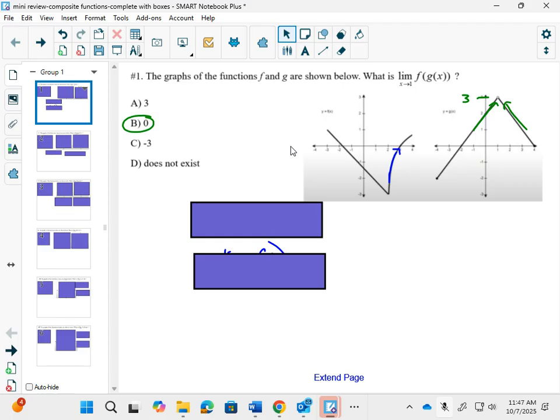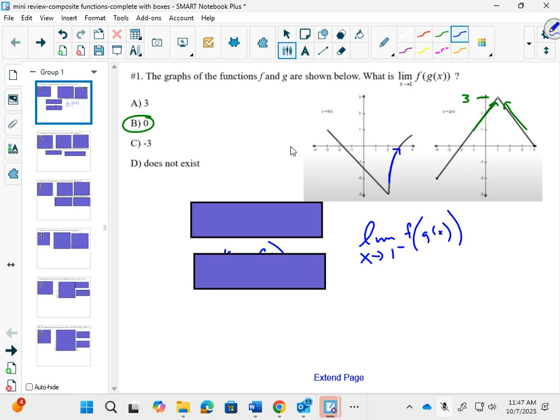And if you're ever unsure of a limit, you have to remember that the definition of the limit is that the limit from the left side has to equal the limit from the right side. This one works out perfectly fine, but if I look at the limit as x goes to 1 from the left side of f of g of x, this becomes, well, if I come from the left side, that's this way, this becomes the limit as x goes to 3 from the minus side of f of x.